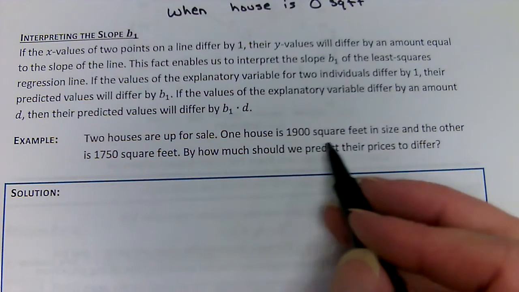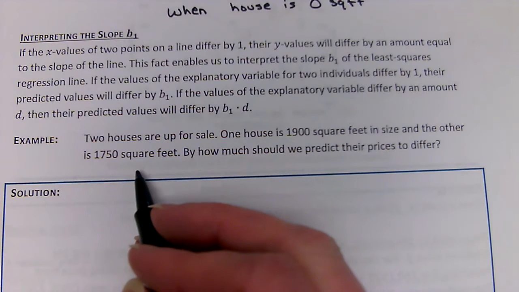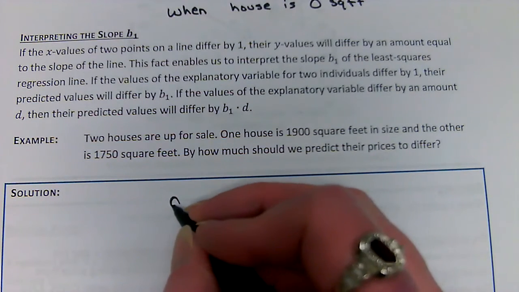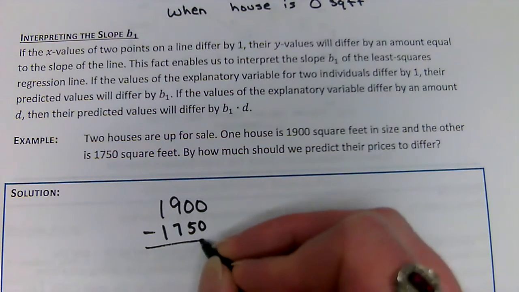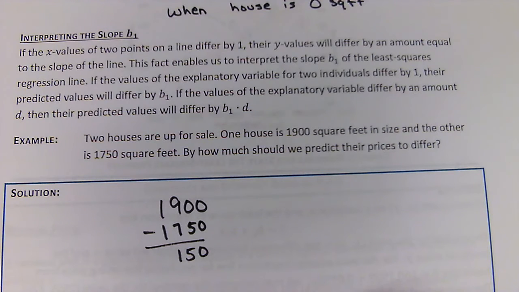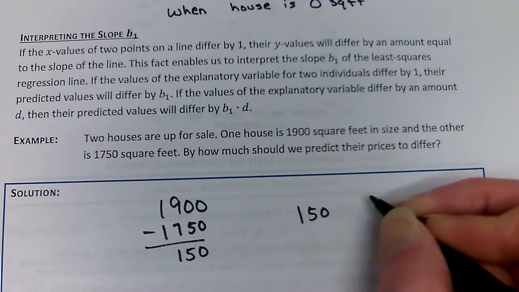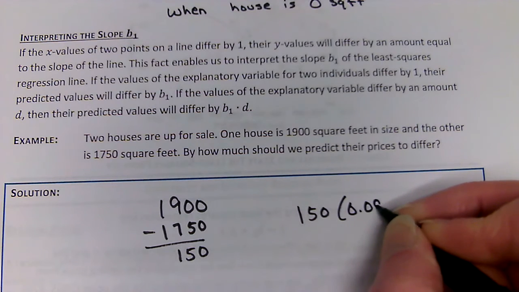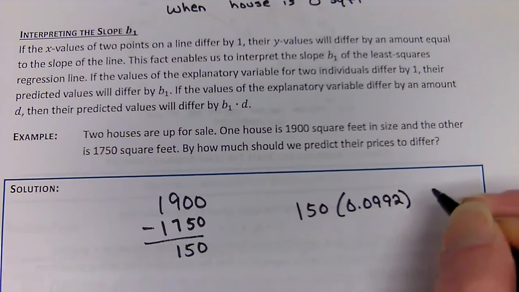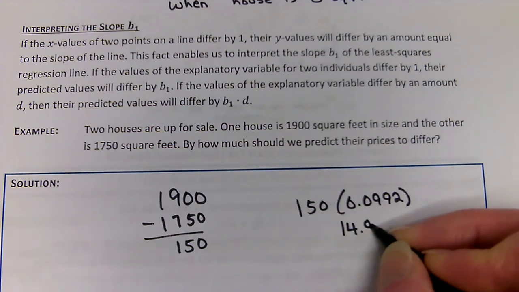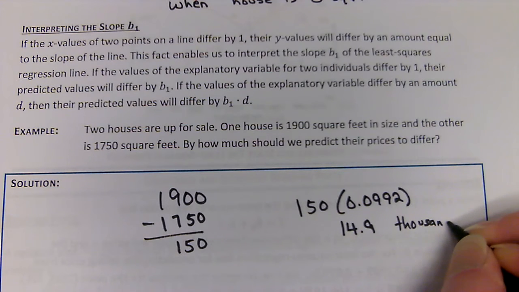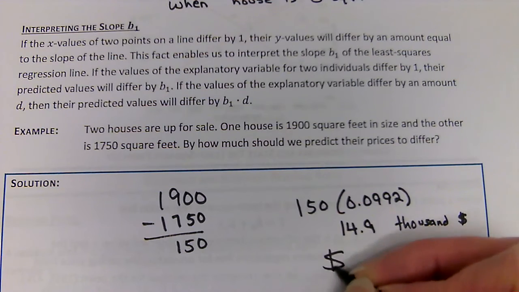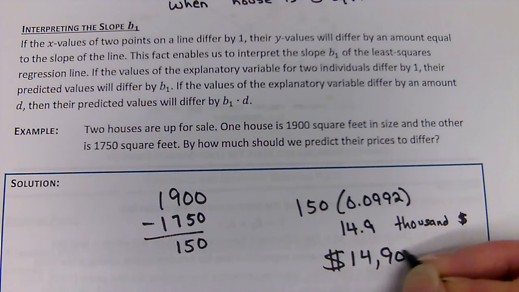So two houses are up for sale. One house is 1,900 square feet and the other is 1,750 square feet. So the difference between those two values is 150. So how much would their prices change? We would take that 150 times the slope and get 14.9. So they would differ in $14.9 thousand. In other words, $14,900.